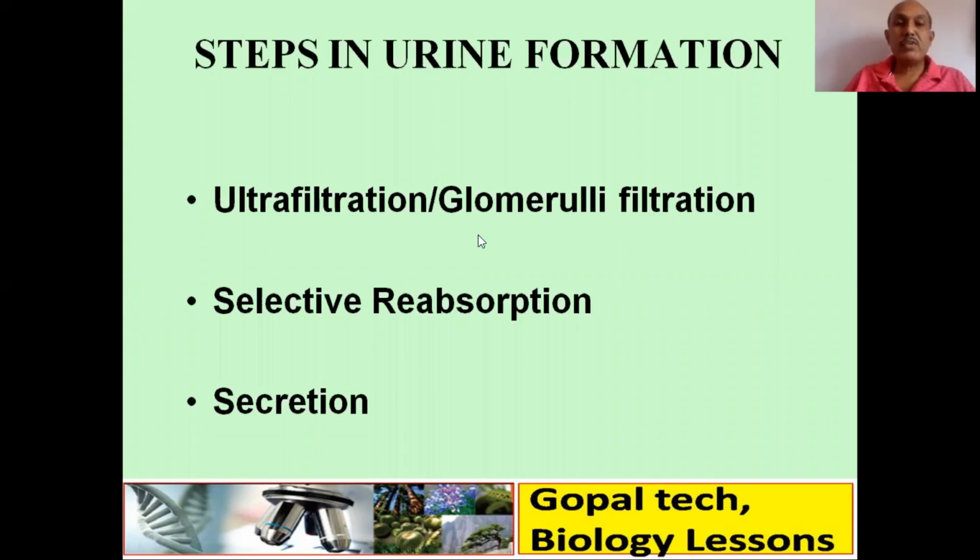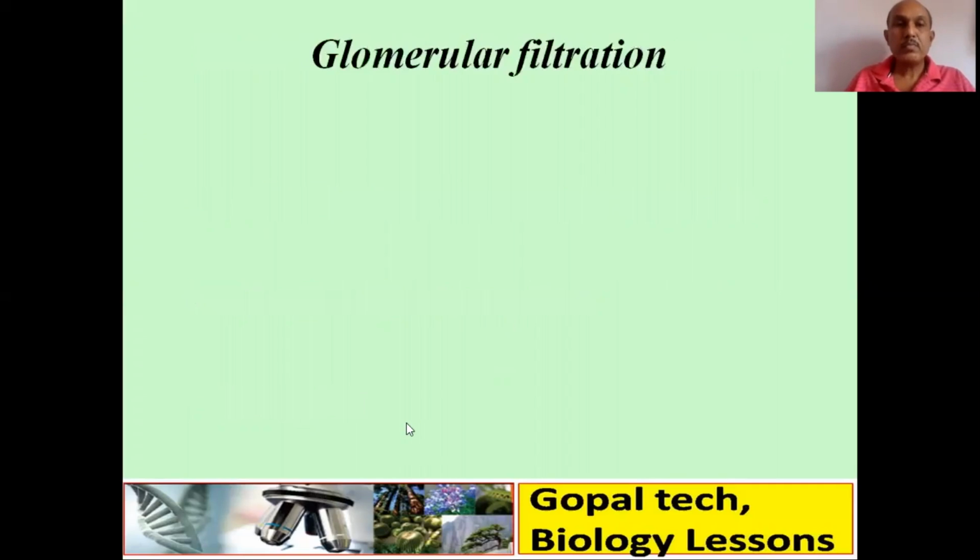First one is ultrafiltration, glomerular filtration. Second one is selective reabsorption, and third one is secretion. As I told you, filtration of blood takes place in Bowman's capsule. It will filter everything except blood cells and proteins. Then everything is reabsorbed selectively by the renal tubules except the nitrogenous waste, and secretion, that is the waste finally.